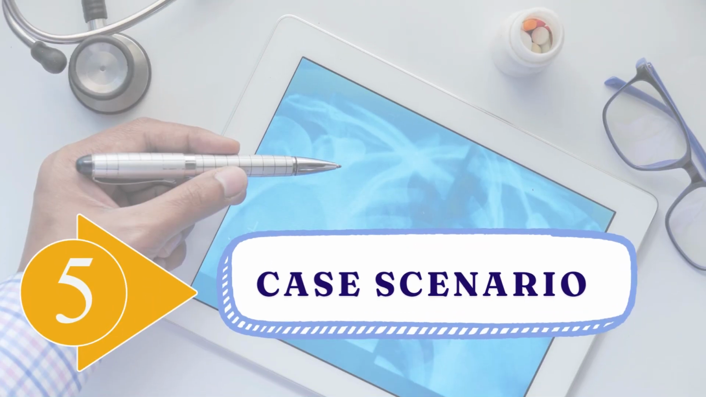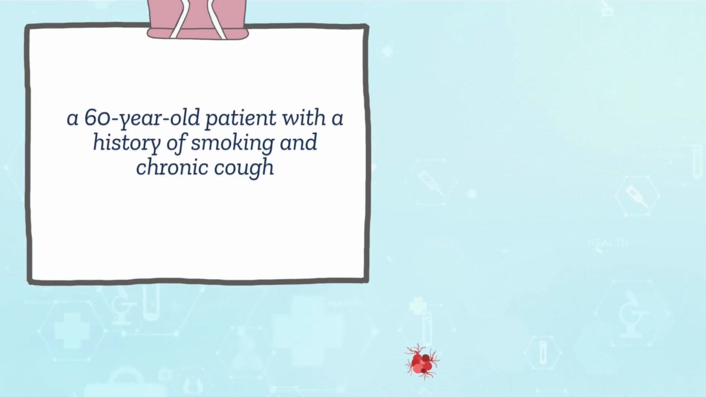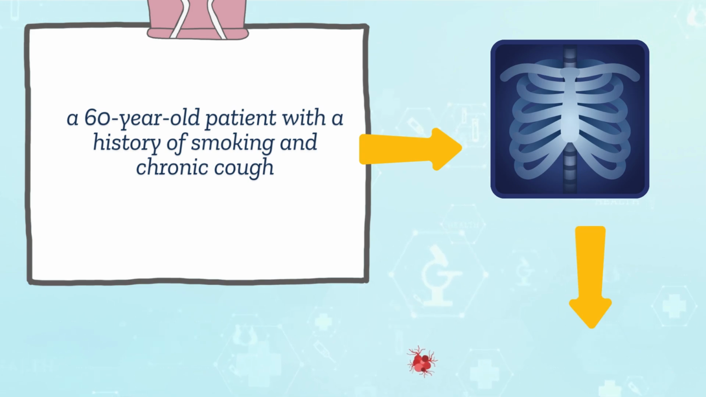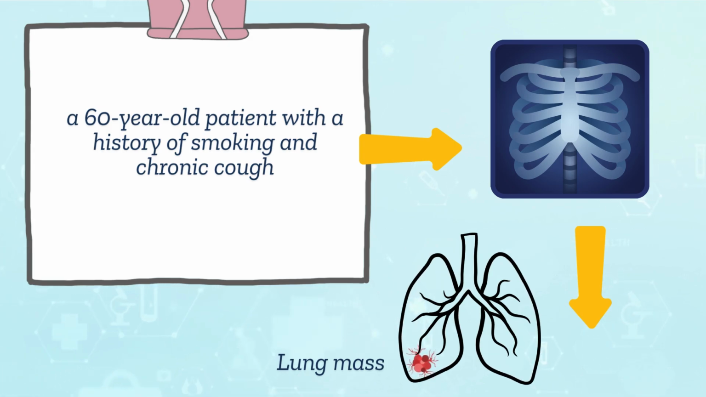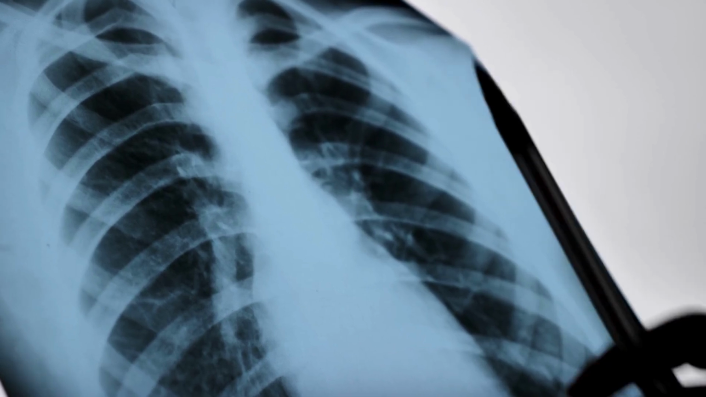Step 5. Let's see a clinical scenario. Let's take a quick look at an example. Here's an x-ray of a 60-year-old patient with a history of smoking and chronic cough. Upon reviewing the x-ray, you notice a mass in the upper right lung, which could indicate lung cancer. The patient's history combined with this finding suggests further investigation is needed.